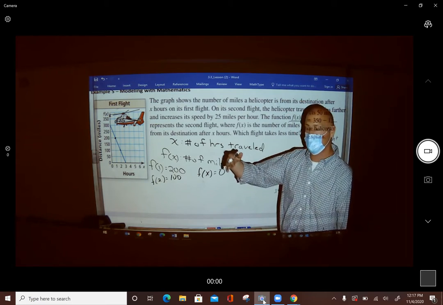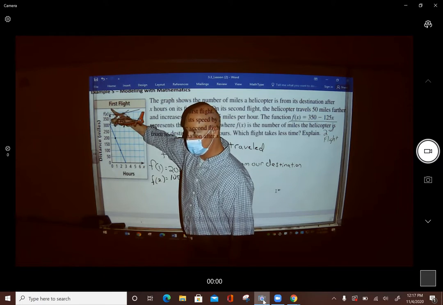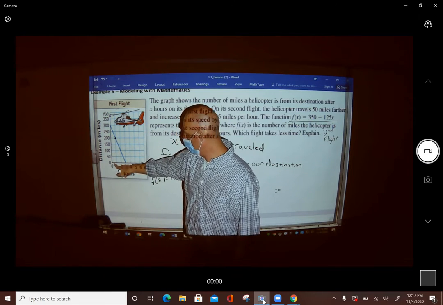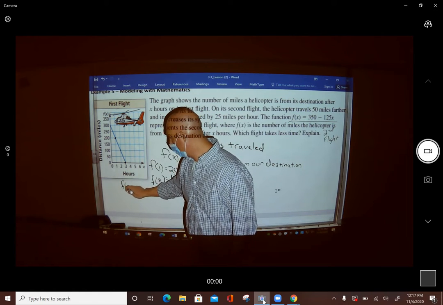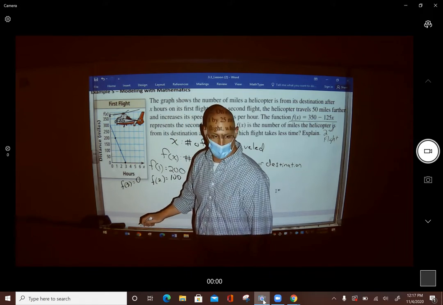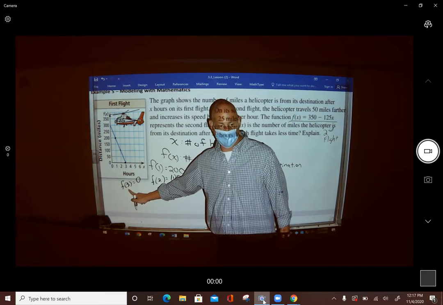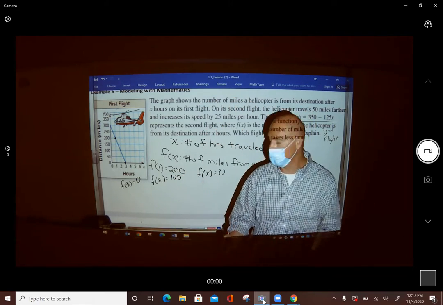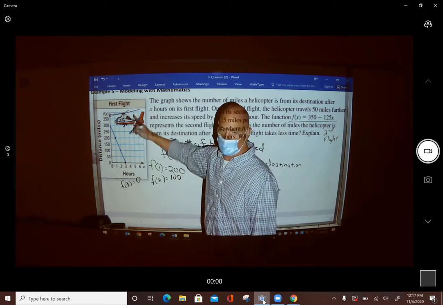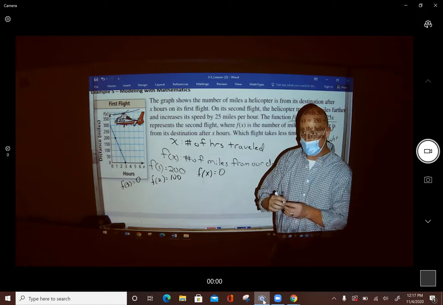Well, that's easy when I look on a graph. This axis represents my miles from my destination, so this is where it's 0. I go over to this point. f of 3 equals 0. This point means after 3 hours of traveling, I'm 0 miles from my destination. In other words, it took me 3 hours on my first flight to reach my destination. So hopefully that makes a little bit of sense.